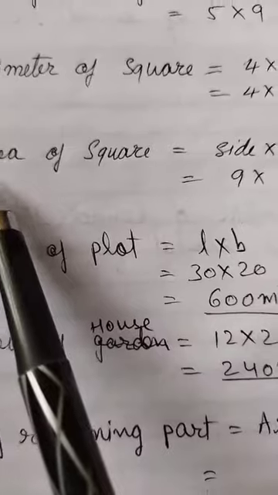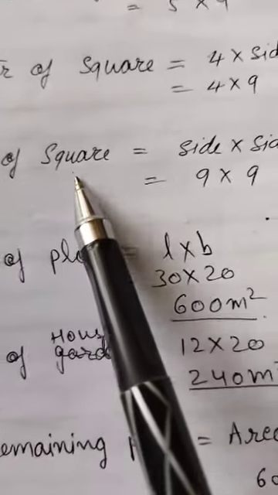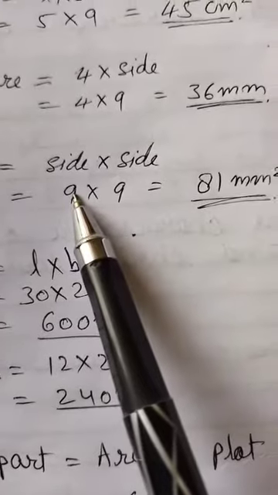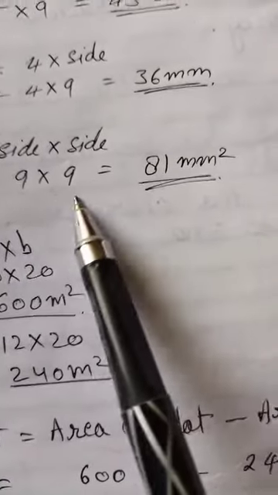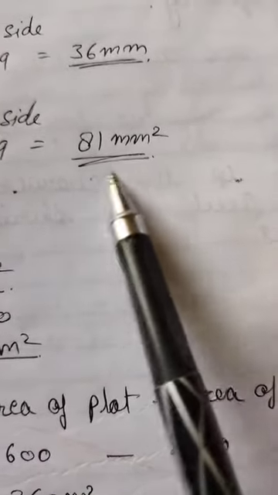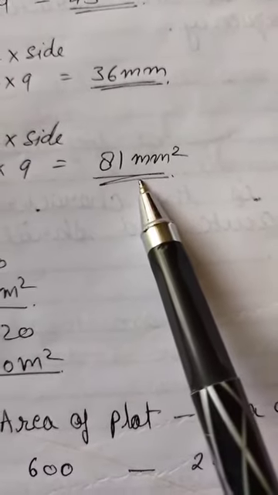Now area also we have to find. So area of square, again there is a formula side into side. And side is given 9. So 9 into 9, 81. 81 mm square. This will be your answer.